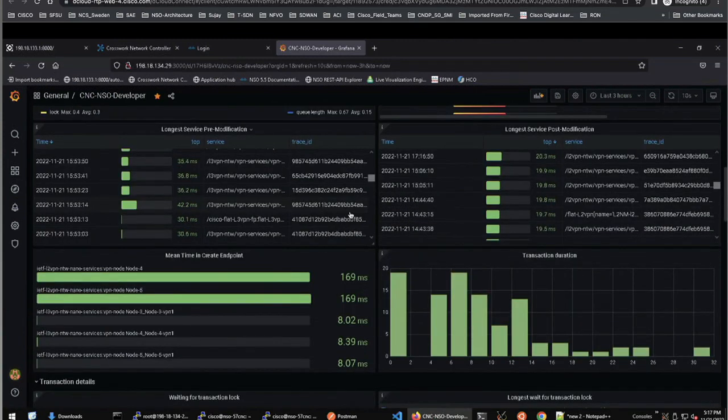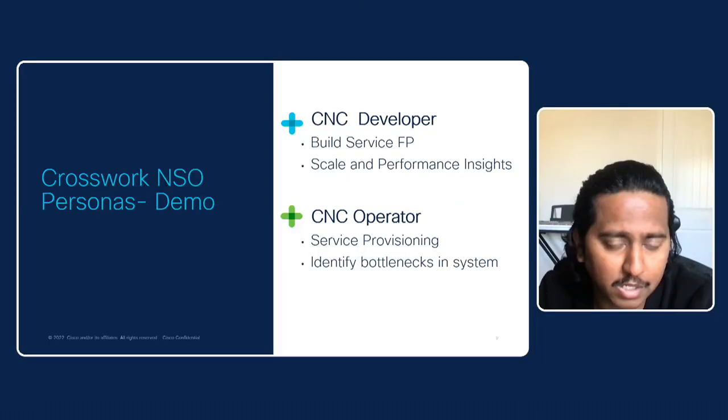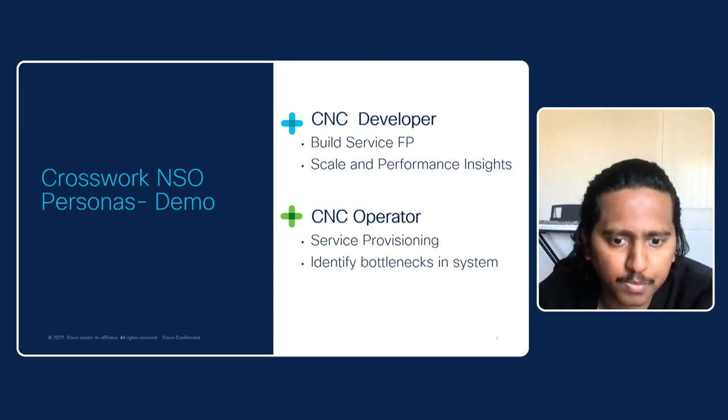So going back to the other level of persona, which is the operator, who looks at service provisioning. That is, when making a decision on what endpoints to add for a service, how do I know what time it took for my previous endpoint to be added in the service, and then identify any bottlenecks in the system? Like if a device is being used for a specific type of service, we know how busy that device is and what it could lead to.